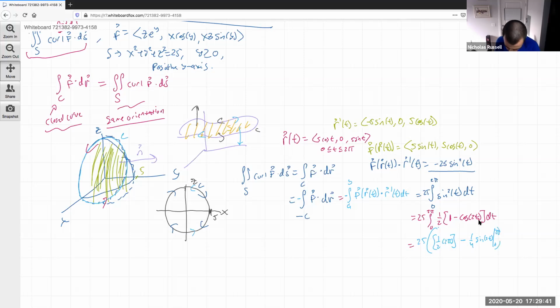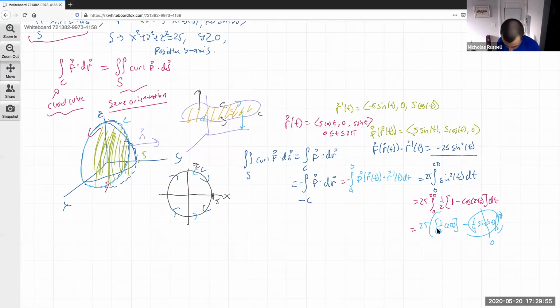And I hope you'd agree this entire thing would just be 0 because sine of 4 pi is 0 and sine of 0 is 0. This is also a periodic function on a periodic domain. So therefore, this entire thing would be 0. So just looking at this, this is just equal to 25 pi. And that is my answer.